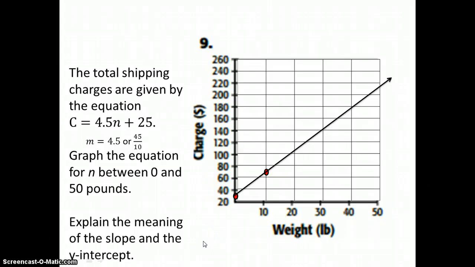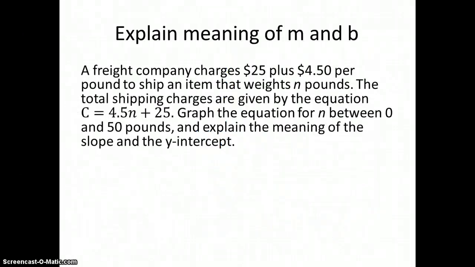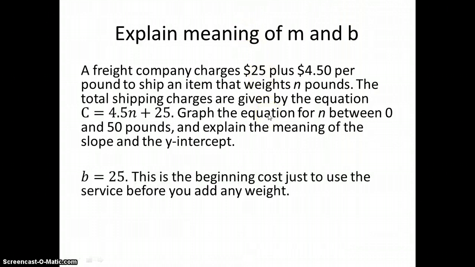Finally, our last step is to explain the meaning of the slope and the y-intercept. To do that, let's go back to our original problem. And in it, we see our y-intercept right here is $25. It says a freight company charges $25 plus $4.50 per pound to ship an item that weighs N pounds. So our y-intercept, or $25, is just the initial cost. That's the beginning cost just to use the service before we add any weight.